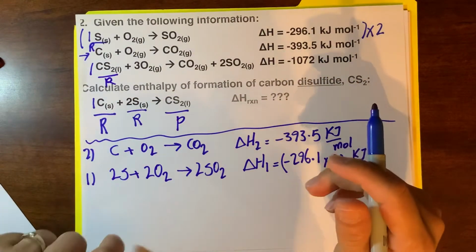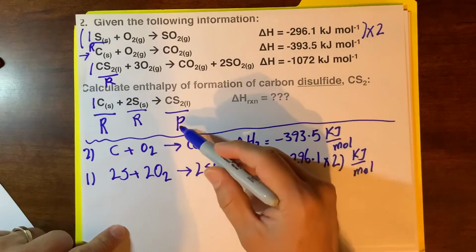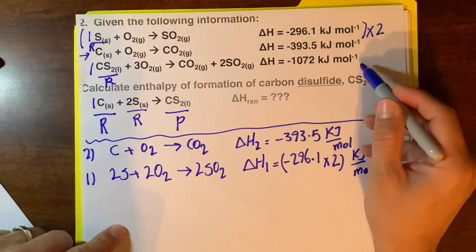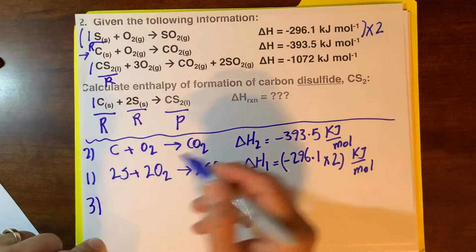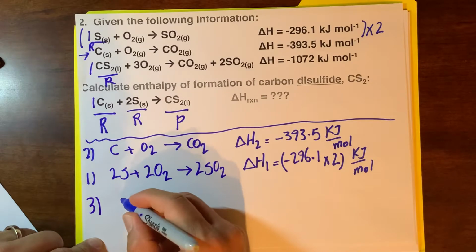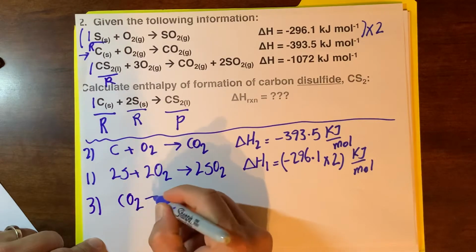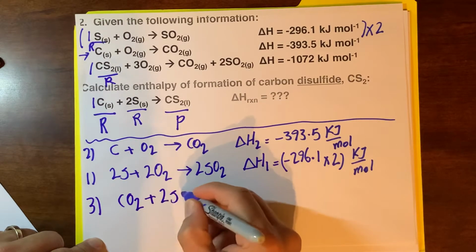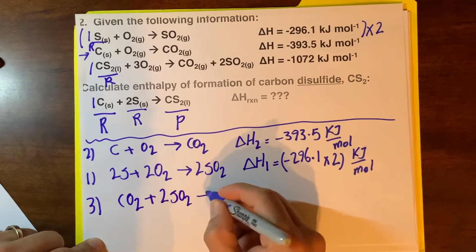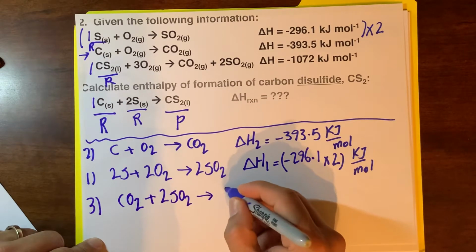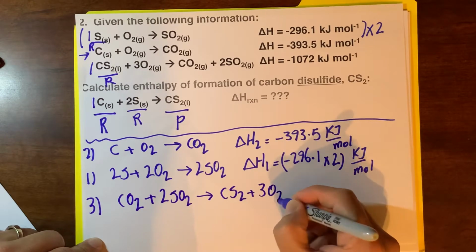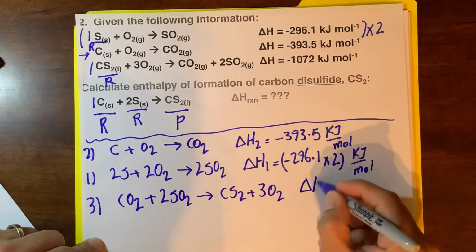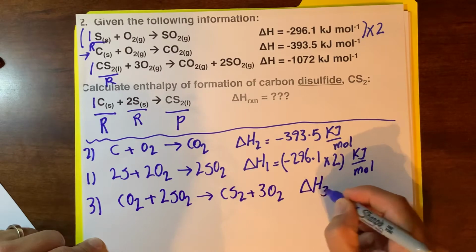Only 1 mole on the reactant side, and I need 1 mole on the product. So I'm going to flip this reaction. I'll flip the third reaction. When we flip the reaction, we get CO2 plus 2 SO2, and then we get CS2 plus 3 moles of O2.